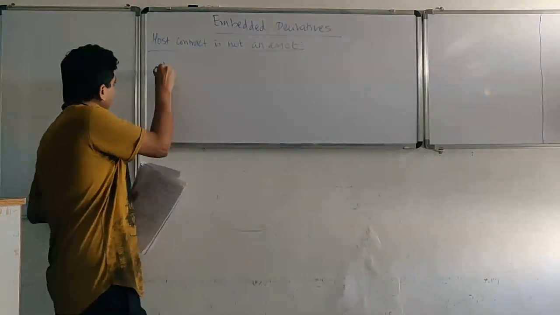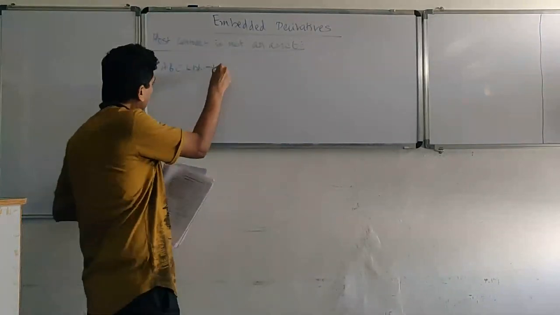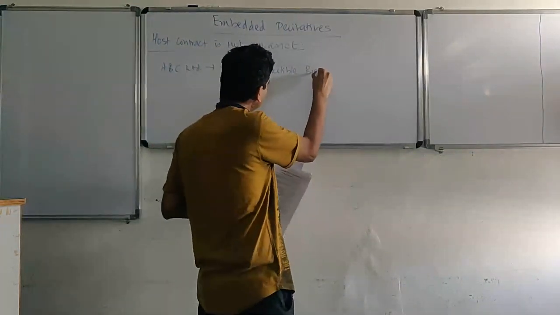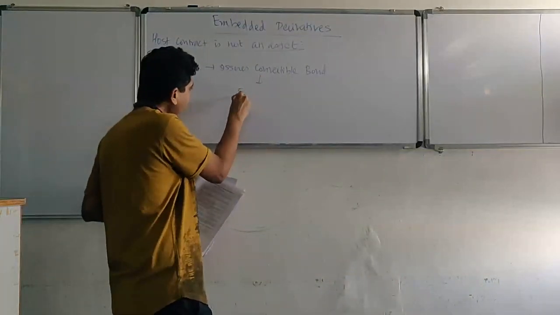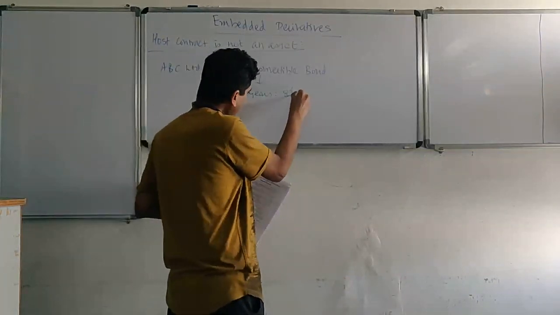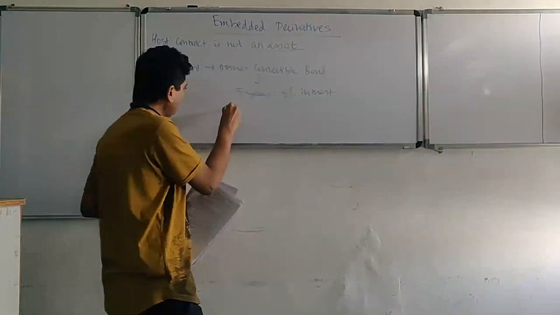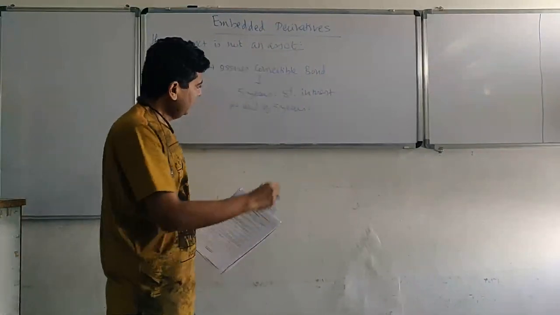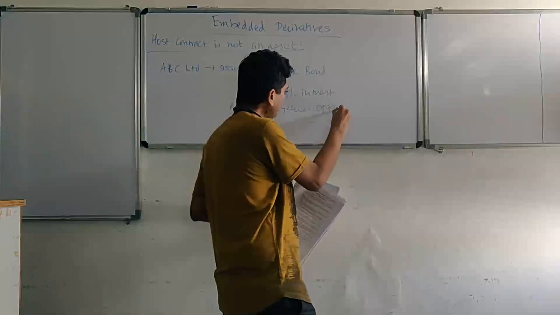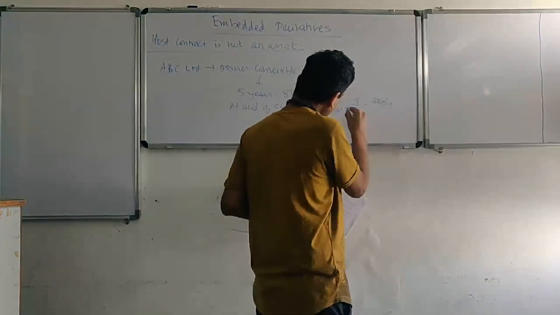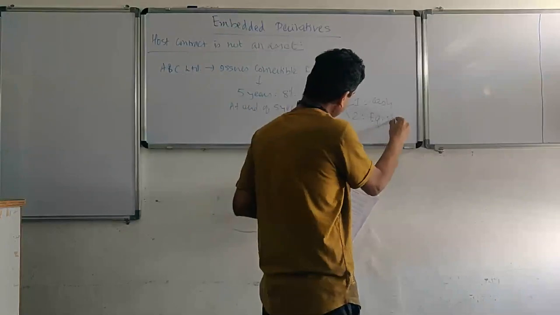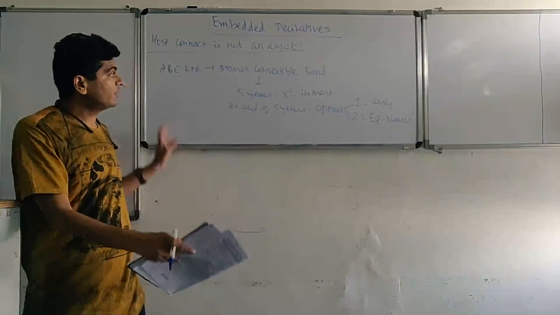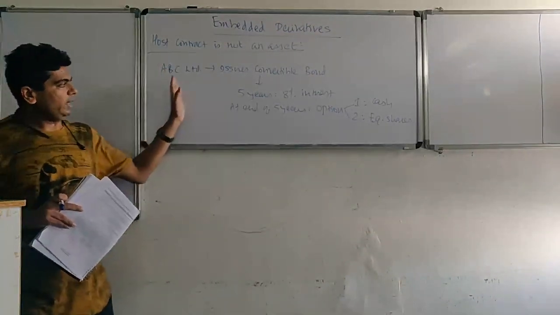Think in this way. There is ABC Limited. It issues a convertible bond. Right? It issues a convertible bond. What it says is, for 5 years, we will pay 8% interest. And at the end of 5 years, it says that investors will have option one, demand cash, option two, demand equity shares. So this particular bond will get converted into equity shares. So this is the kind of instrument that you have issued. So you're issuing a convertible bond.